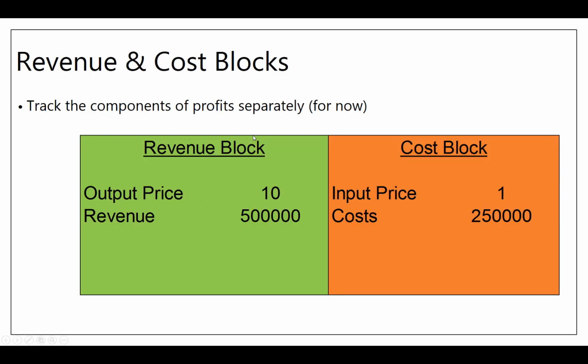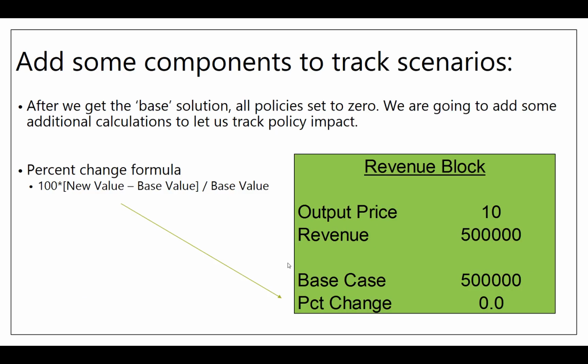The revenue and cost blocks we've already looked at, but they're just here to track these components of profits separately, okay, for now. And the reason to track these separately is we're going to have output price, policies that affect the output price, policies that affect the input price, and we might want to see how they have different effects. Either way, we might want to track this. We're probably not going to do much with those, other than be sure that we are getting everything calculated in an orderly fashion.